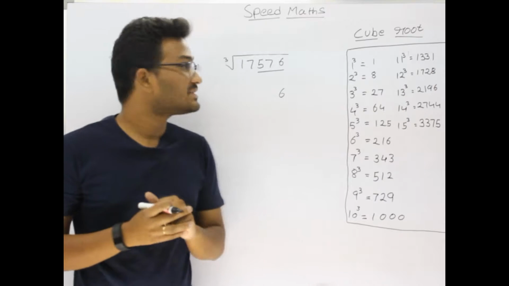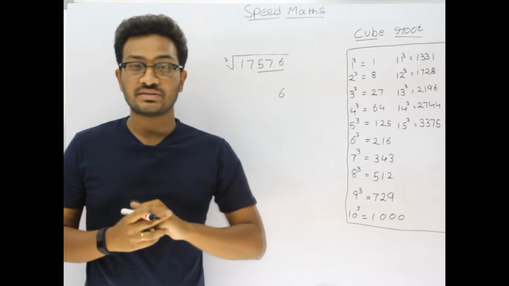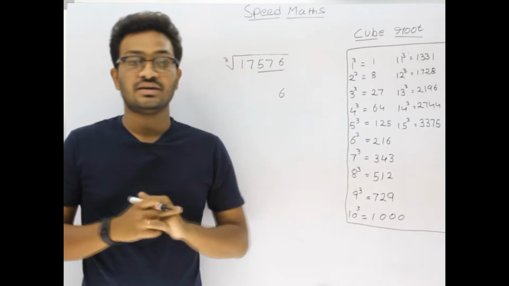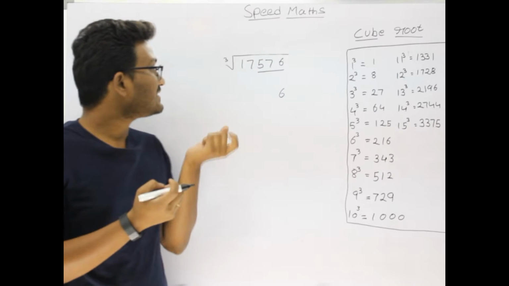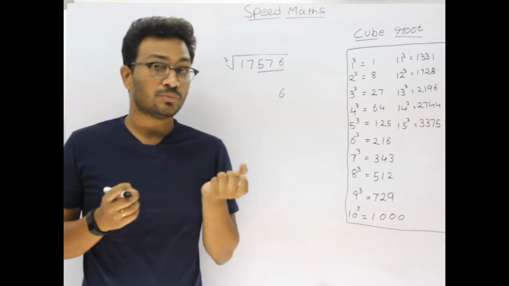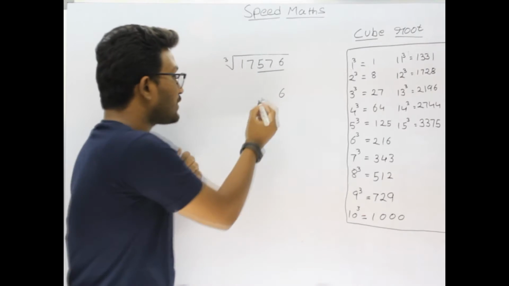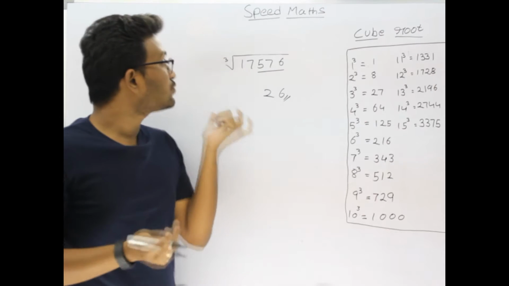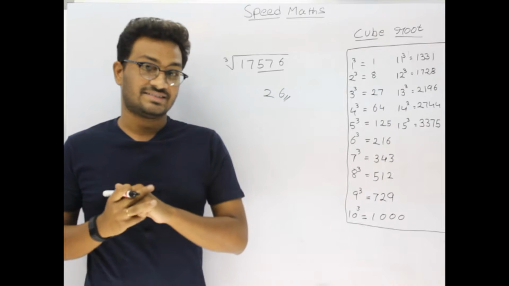Now tell me a number which is less than 17 and a perfect cube. We know that 1 cube is 1, 2 cube is 8, 3 cube is 27. So we have to take a number which is less than 17 and a perfect cube. 8 is a perfect cube and less than 17, and the cube root of 8 is 2. So write the 2 here. So the cube root of 17576 is 26.